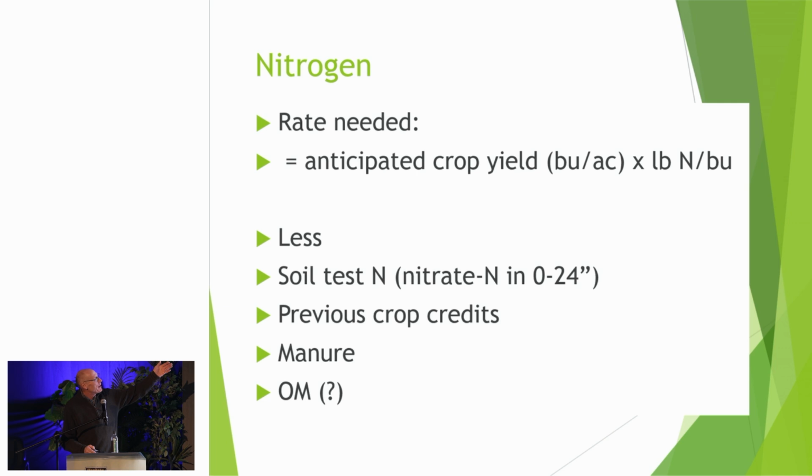Nitrogen, again, back to kindergarten here on simplifying this, but really the rate that's needed is the crop demand, which is based on your anticipated crop yield times whatever factors have been developed for your area, so amount of nitrogen per bushel. And then from that, we typically subtract first the soil test nitrogen, any previous crop credits, manure, organic matter. Do we give organic matter credits? You know, we would if we had any confidence in them.